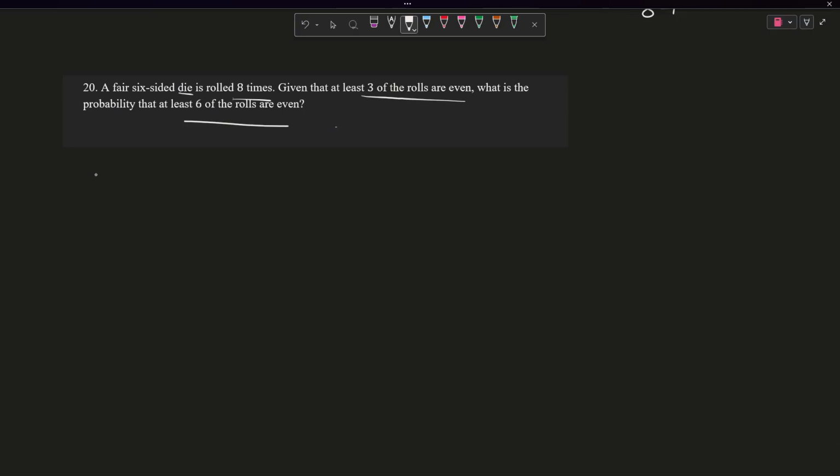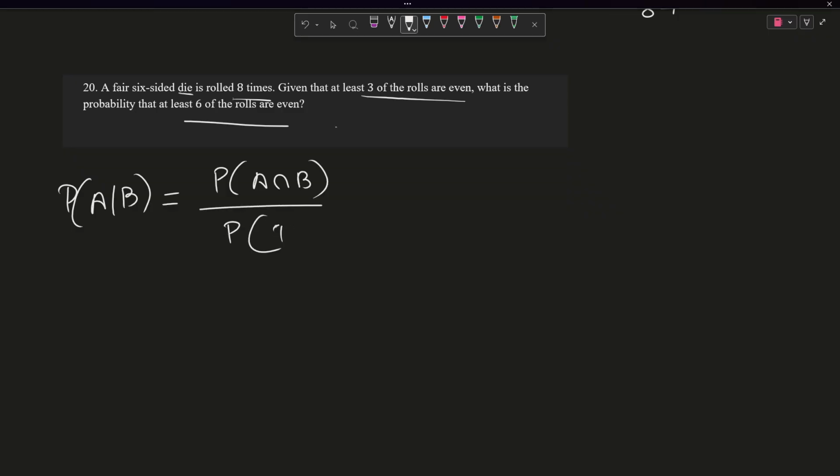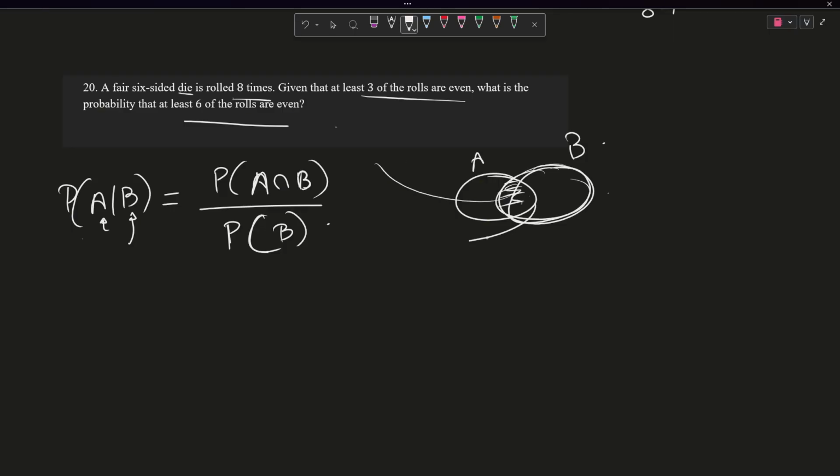Okay, so if you are in grade 12, I think you know a formula: P(A given B) is equal to P(A intersection B) divided by P(B). This just means the probability of A given that B has occurred is equal to the probability of A and B occurring divided by the probability of B. So let's say this is the Venn diagram. This is A, this is B. Then A intersection B, and then P(B).